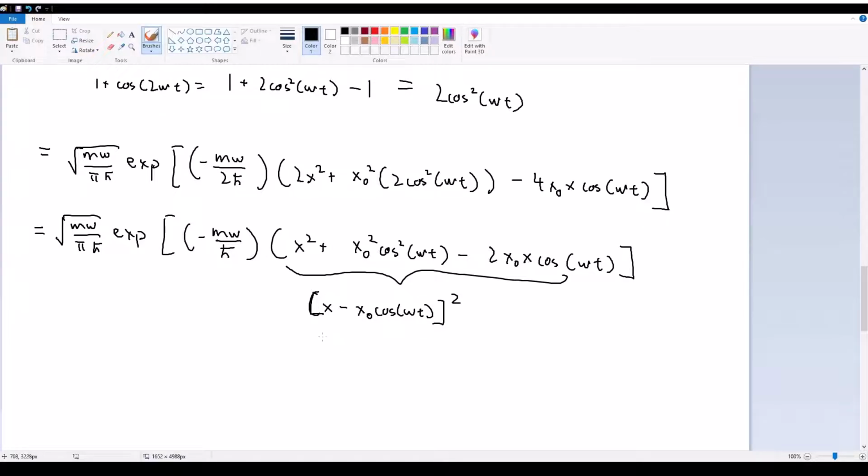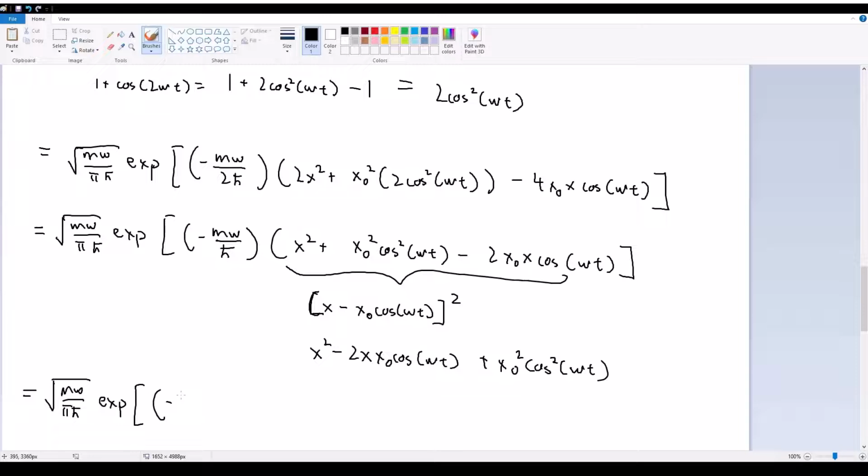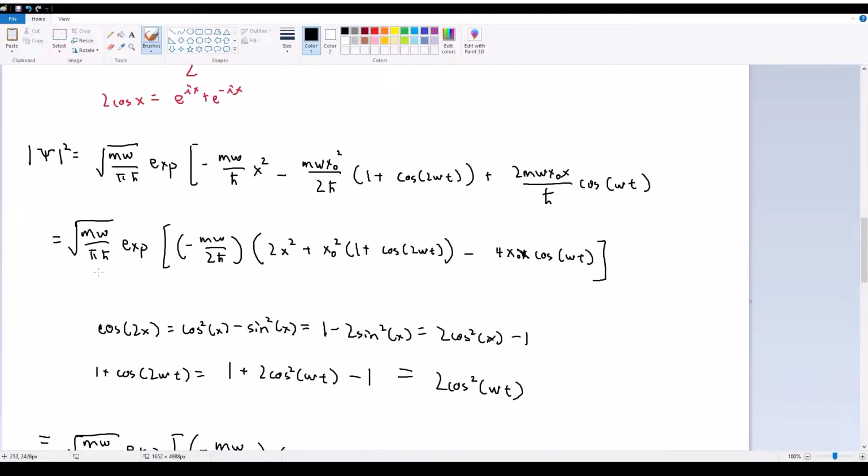Because you can double check this in reverse. You'll get x squared minus 2 x naught x cosine omega t plus x naught squared cosine squared omega t if you multiply out this binomial, which is exactly what you'll get here. So we can now fully write this as square root m omega over pi h bar times the exponential of negative m omega over h bar, multiplied by x minus x naught cosine of omega t, squared. And you don't really have to do all of this. Technically, once you're here, you're basically done. You have the answer already.